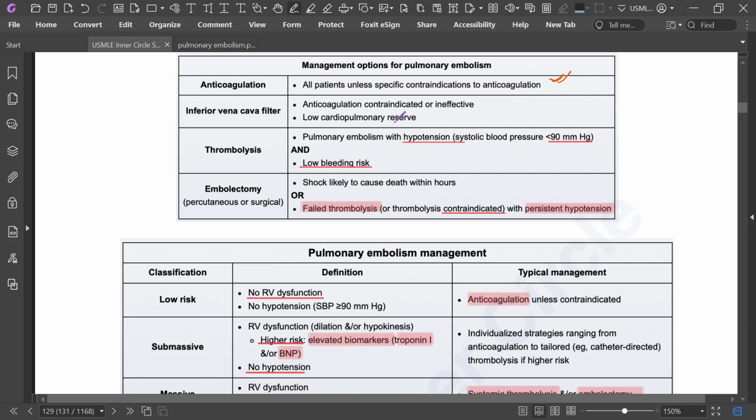Thrombolysis: pulmonary embolism with hypotension, systolic less than 90, and low bleeding risk. And embolectomy: if failed thrombolysis or thrombolysis contraindicated, with persistent hypotension and shock likely to cause death within hours. These are the indications of embolectomy. So anticoagulation, inferior vena cava filter, thrombolysis, and embolectomy are the four options of management for pulmonary embolism.